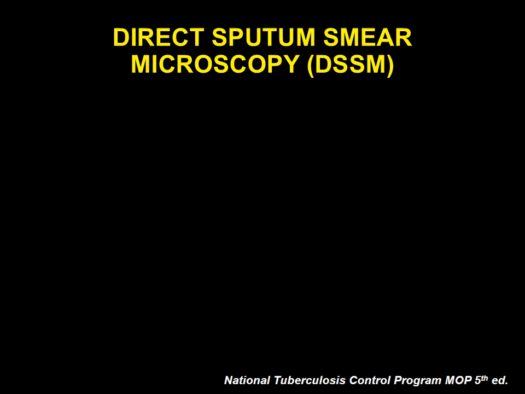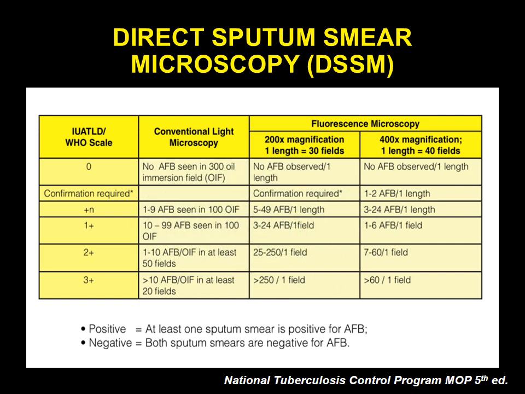Direct sputum smear microscopy, or DSSM, is fundamental to the detection of infectious cases. All presumptive TB patients should undergo DSSM unless not possible, like mentally incapacitated patients, debilitated or bedridden patients, children unable to expectorate, or even adults unable to produce sputum despite sputum induction. The only contraindication to DSSM is massive hemoptysis. Blood-streaked sputum can still be examined.